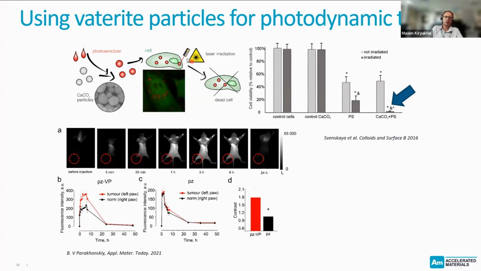And then in this particular case, it was a photosensitizer drug, which activates upon irradiation with a laser. And that is where, once you start irradiating, the cells are just killed. And you can see that in the case of these calcium carbonate particles containing the drug, all the cells were killed after this kind of laser irradiation.